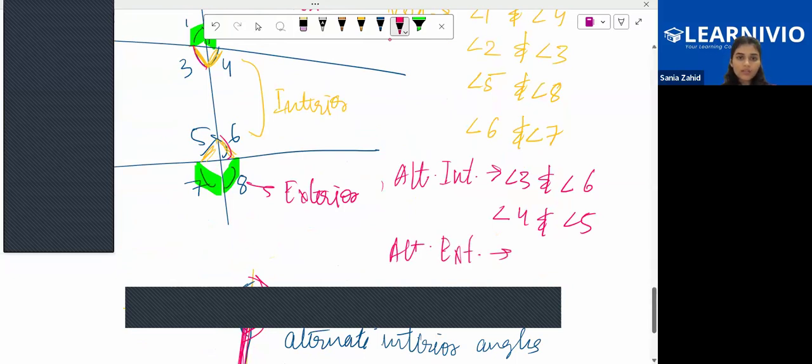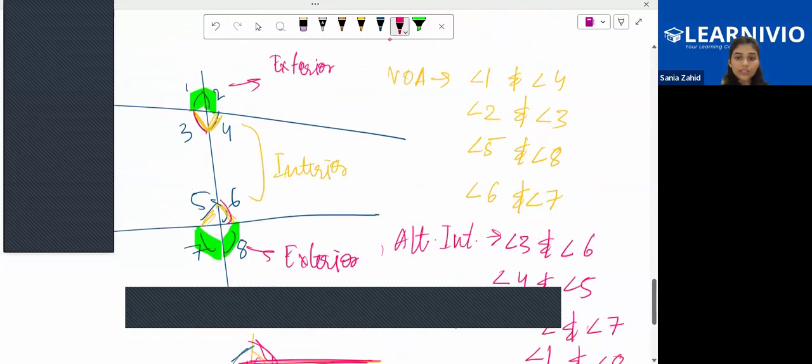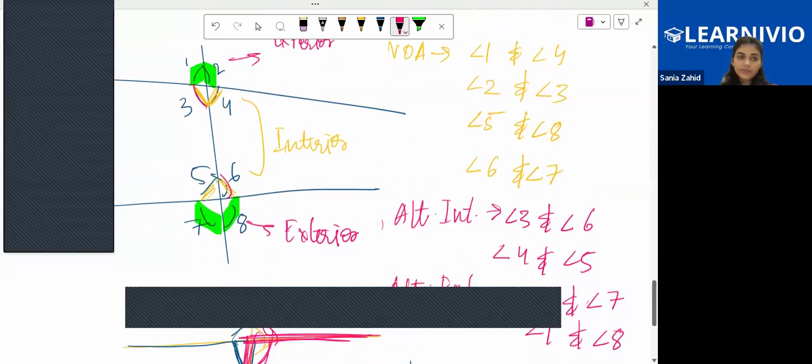Angle 1 and angle 7. No, not angle 2 and angle 8. Alternate exterior: angle 2 and angle 7, angle 1 and angle 8. Okay. So does everybody understand vertically opposite, alternate interior and alternate exterior angles? Yes, ma'am.